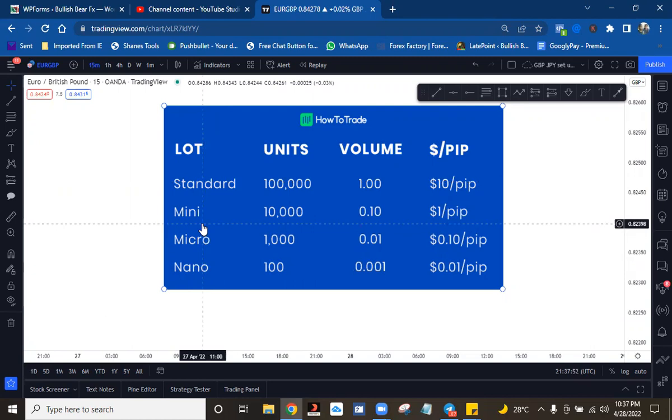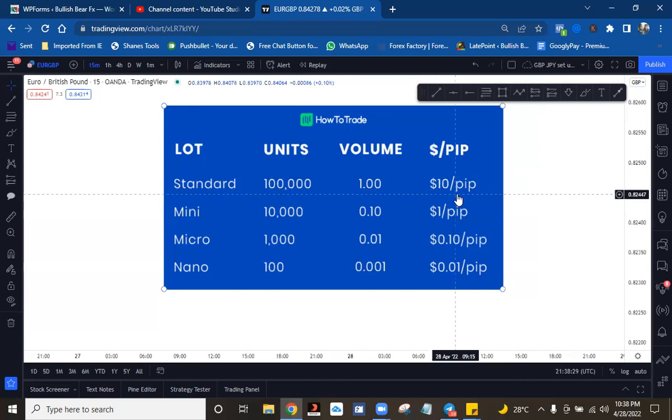So what is the standard lot size all about? The standard lot size is the highest lot size in the financial market. Its unit is calculated in 100,000, 100,000 units. Volume is 1.00, and its pip value in dollars is $10.